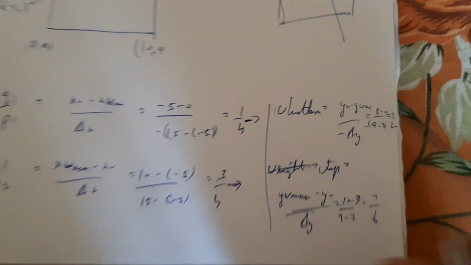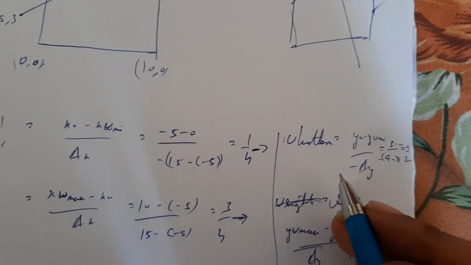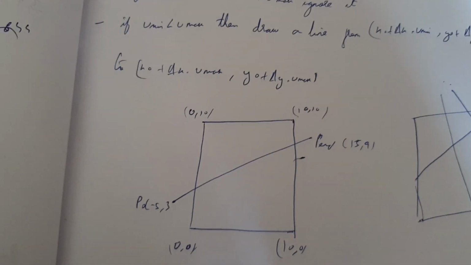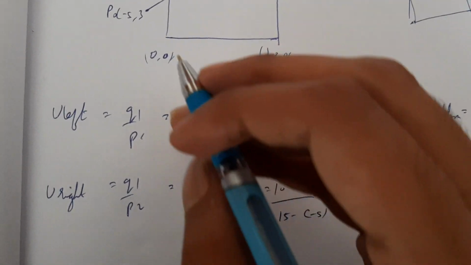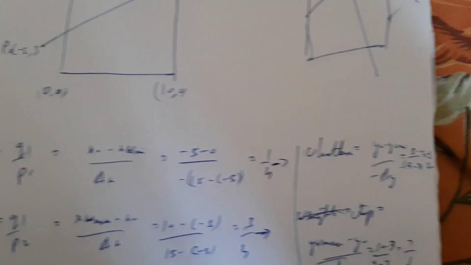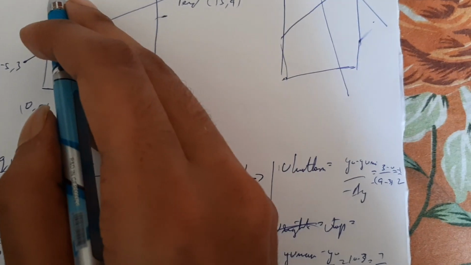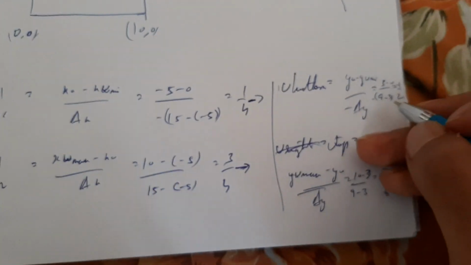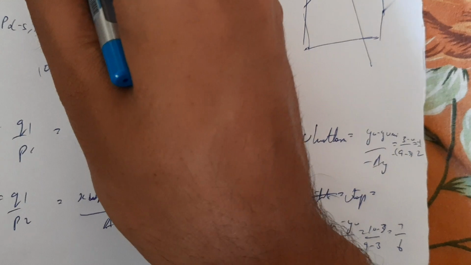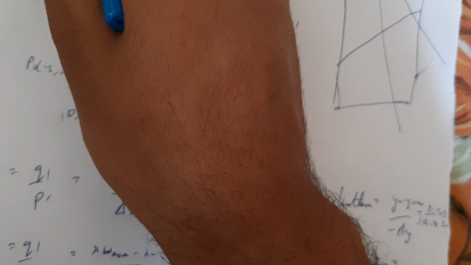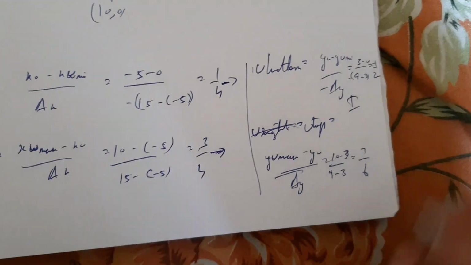So let's mark this also. Now let's say u bottom. For u bottom, y naught minus y min by minus del y. Y naught again is this one. Sorry, this. Y naught is this. Then we calculate and get a value of minus 1 by 2. The minus 1 by 2 doesn't satisfy the condition because minus 1 by 2 is less than u min, which is 0. So we ignore this value.